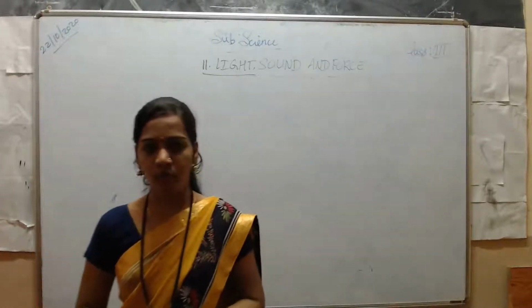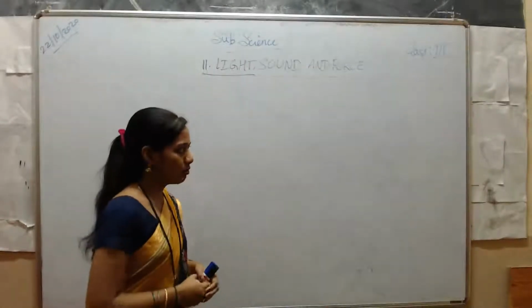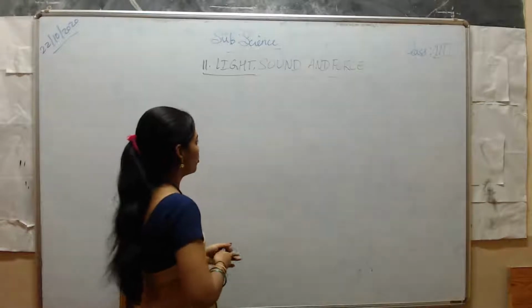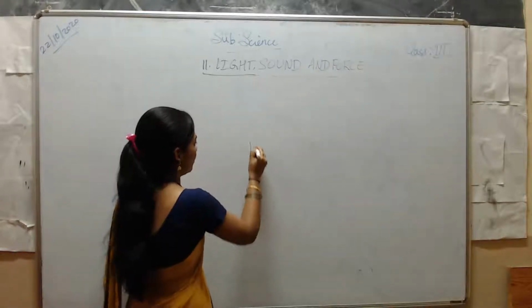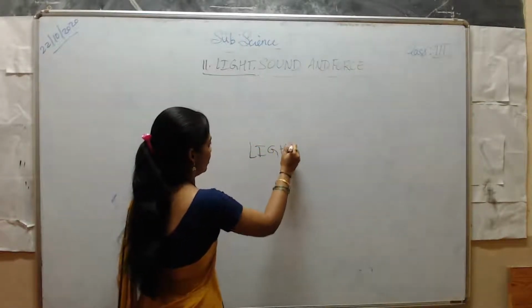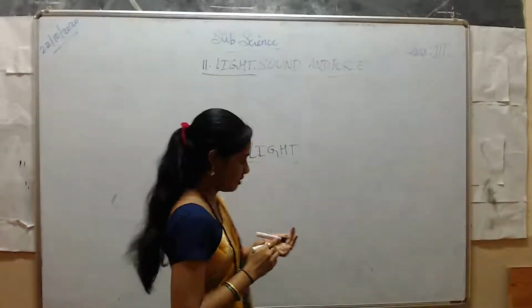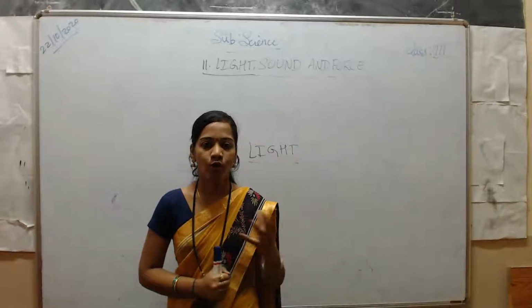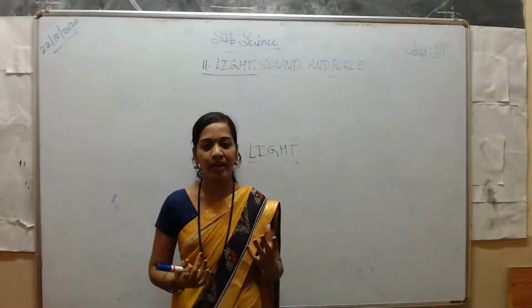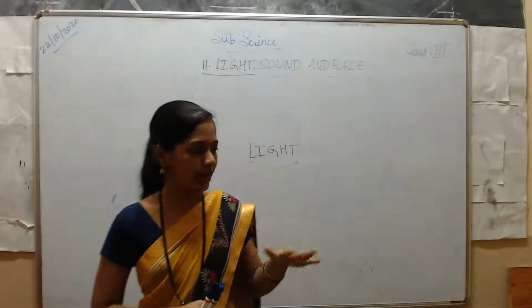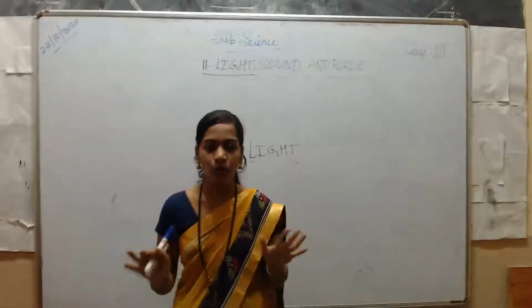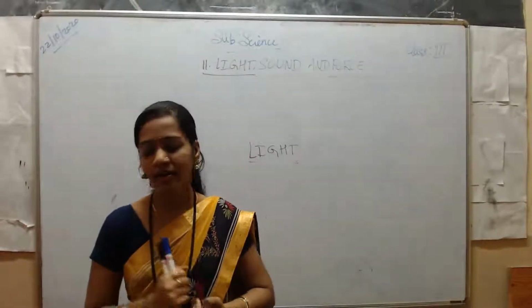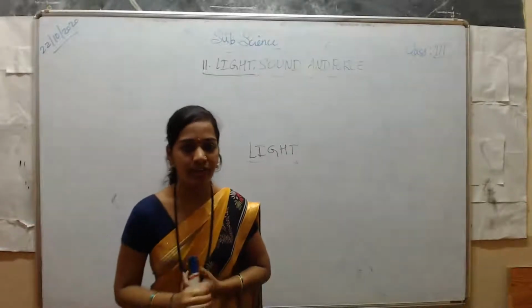So first and foremost, I would like to ask you some questions. What do you mean by light? Light means, see, if you want to see any object, you need light, right? If you want to see anything around you, you need light. When the light falls on the object, you can see the object, right?